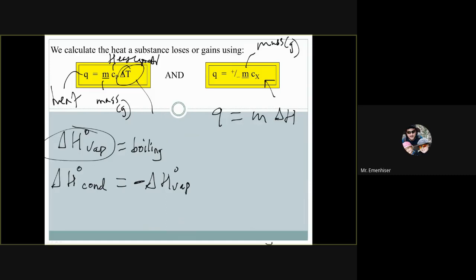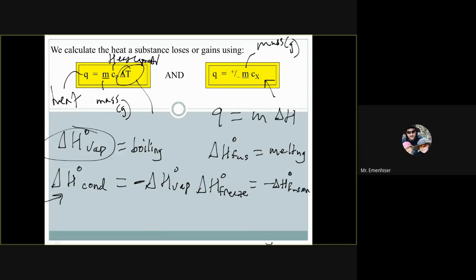All right, but they don't usually tell you the heat of condensation or the enthalpy of condensation. They're not going to tell you that, but it's the opposite of the heat of vaporization for that substance. And then we have our delta H for fusion, which is melting. Well, what if we wanted to freeze something? The delta H of freezing is equal to the negative delta H of fusion.